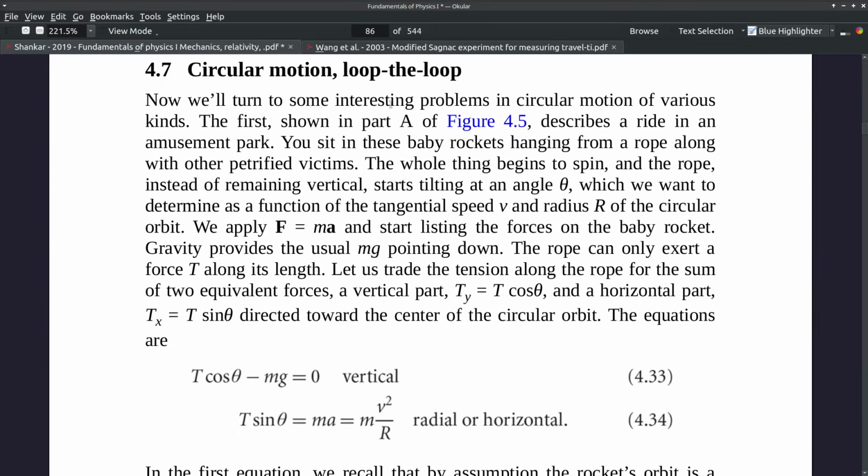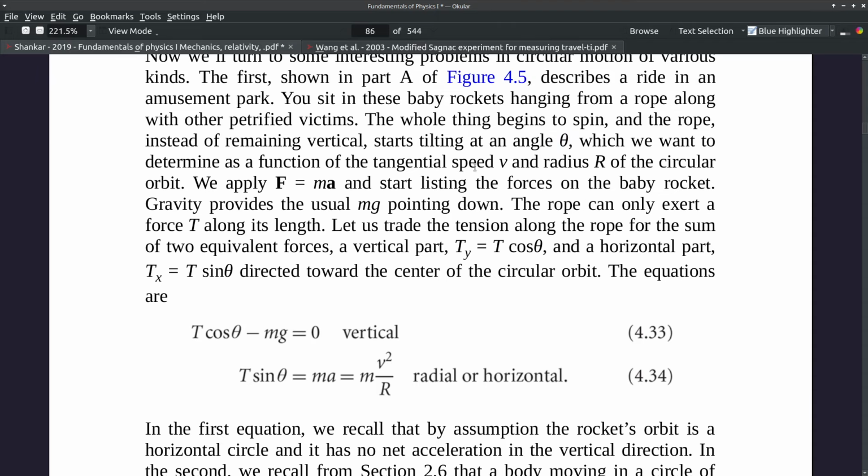4.7 Circular motion, loop-the-loop. Now we'll turn to some interesting problems in circular motion of various kinds. The first, shown in part A of figure 4.5, describes a ride in an amusement park. You sit in these baby rockets hanging from a rope along with other petrified victims. The whole thing begins to spin, and the rope, instead of remaining vertical, starts tilting at an angle theta, which we want to determine as a function of the tangential speed v and radius r of the circular orbit. We apply force equals mass times acceleration and start listing the forces on the baby rocket. Gravity provides the usual mg pointing down. The rope can only exert a force T along its length. Let us trade the tension along the rope for the sum of two equivalent forces.